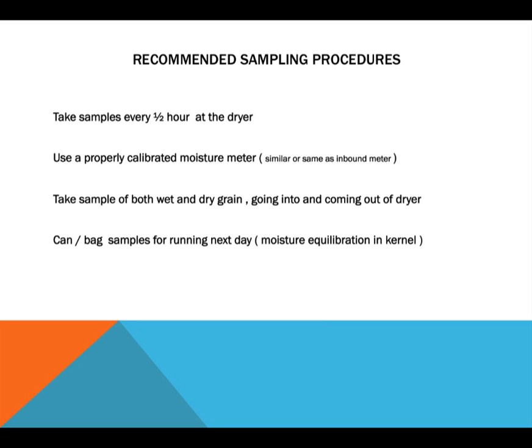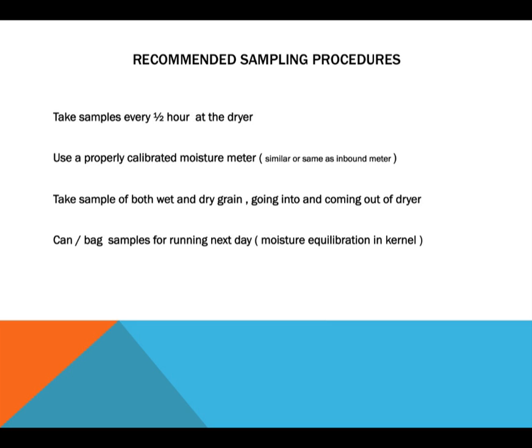Take both samples of wet and dry grain going into and coming out of the dryer. So theoretically, if you were doing it every half hour, if you think that's overkill, do it every hour, okay? You would have two samples, one wet sample, one dry sample. And lastly, I would recommend and suggest that you can bag the samples and run the moisture the next day.